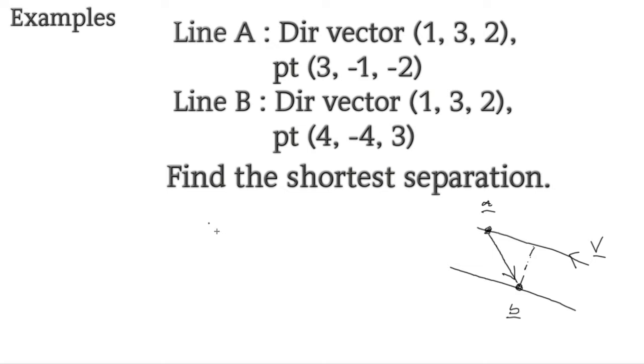So b − a, actually this is b − a, is equal to, say line B is the line with the b, line A is the line with the a, which gives us 4 − 3 is 1, −4 − (−1) is −3, 3 − (−2) is 5. So we've got this vector over here, and with that we can do the cross product with the direction vector.